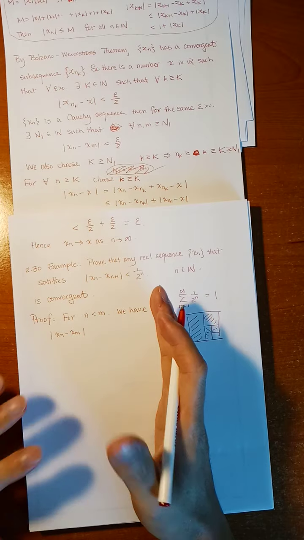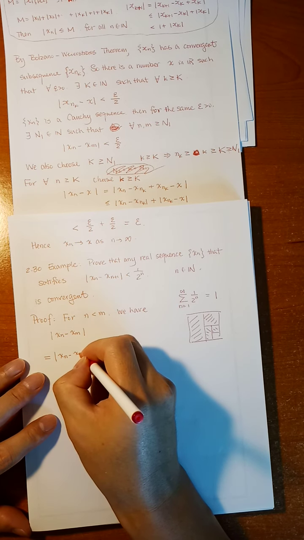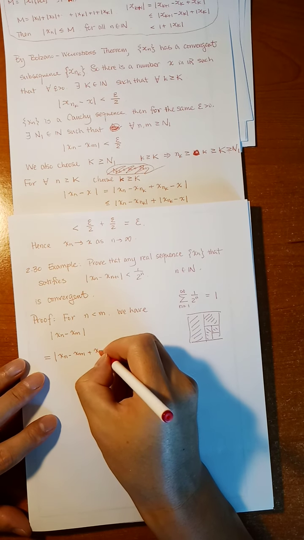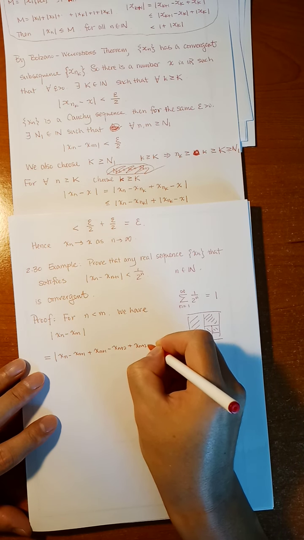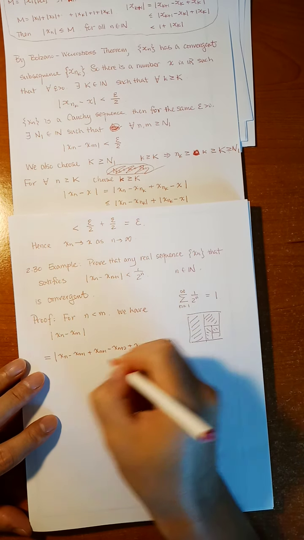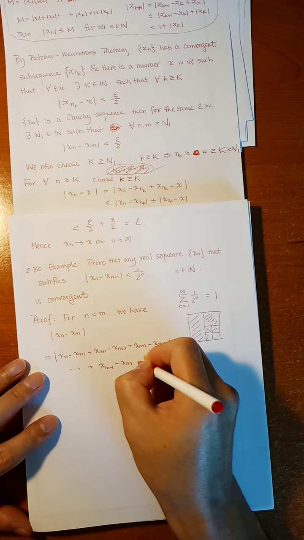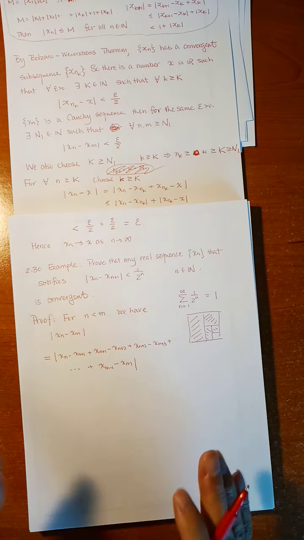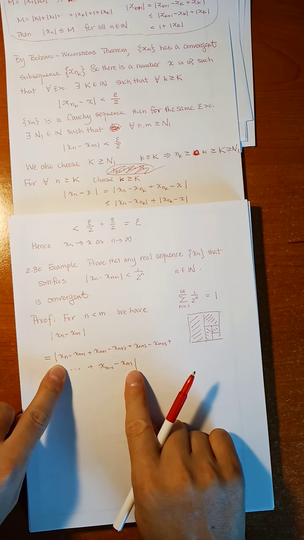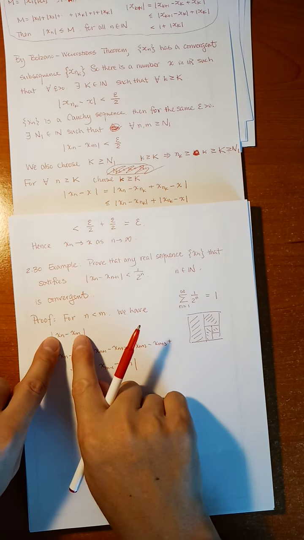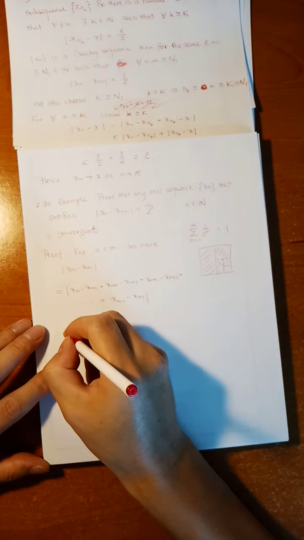Okay, we want to measure the distance. We're going to have the following: xn minus xn+1 plus xn+1 minus xn+2 plus xn+2 minus xn+3, and so on until xm-1 minus xm. So you just insert plus minus, plus minus, from n to m. Just connect them. You do not leave any breaks. And then you apply the triangle inequality.